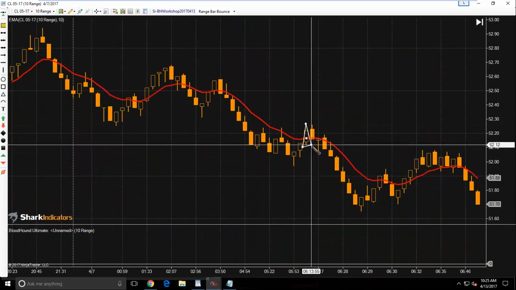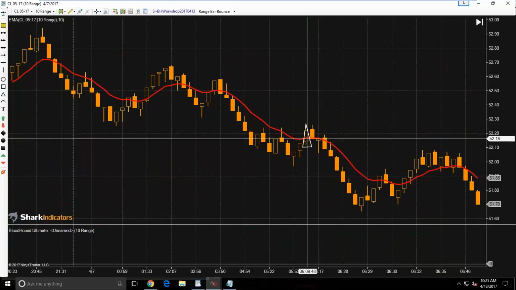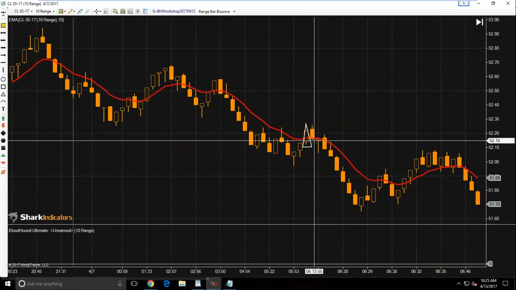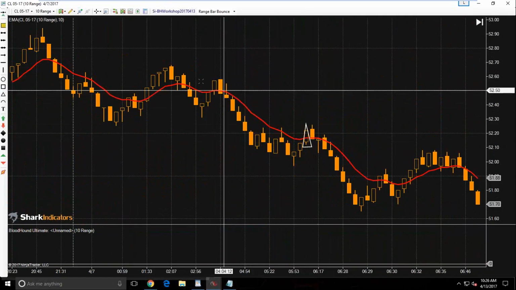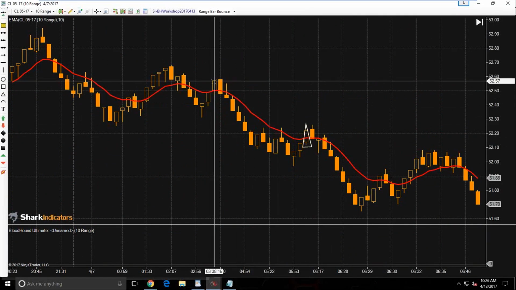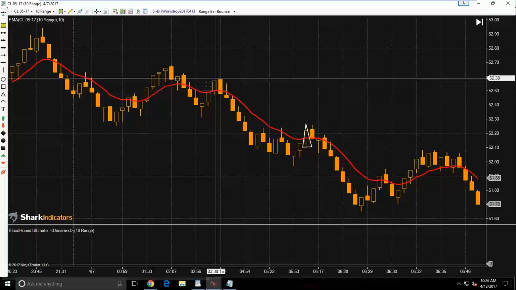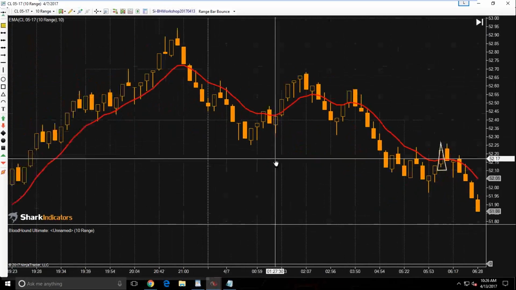And let's see, we had an up bar there that broke the EMA, so that disqualified this. Same over here, right? The last up bar broke that EMA, so it disqualified that.